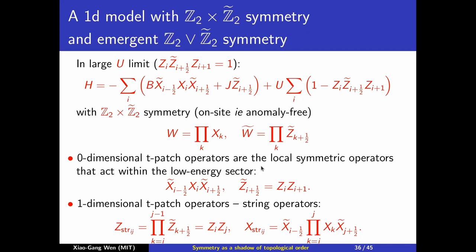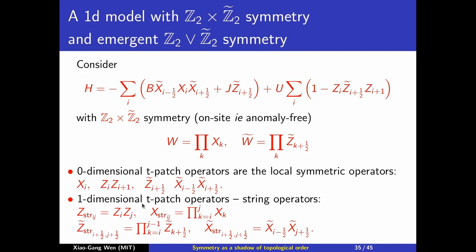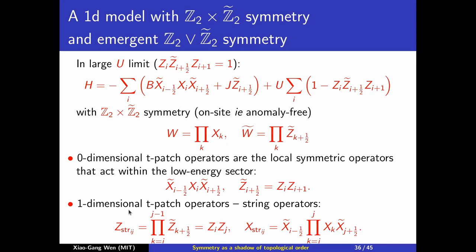Then similarly, among those four string operators, they no longer work. The bulk of those string operators works, but the boundary doesn't work very well. So you have to modify their boundary, and at the end we find that two string operators survive. One is called the Z string operator, which is basically the product of Z tilde. But the product of Z tilde corresponds to just the product of Zi times Zj, because Z tilde is the same as ZZ on neighbors. Then the product of Z tilde on sequential links, the overlapping sites always cancel, and only two ends survive.